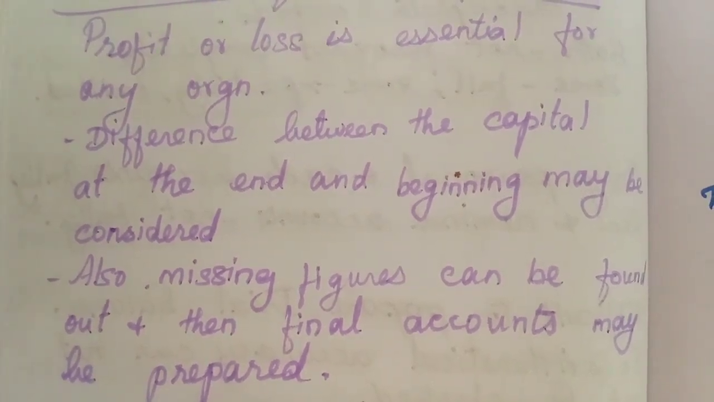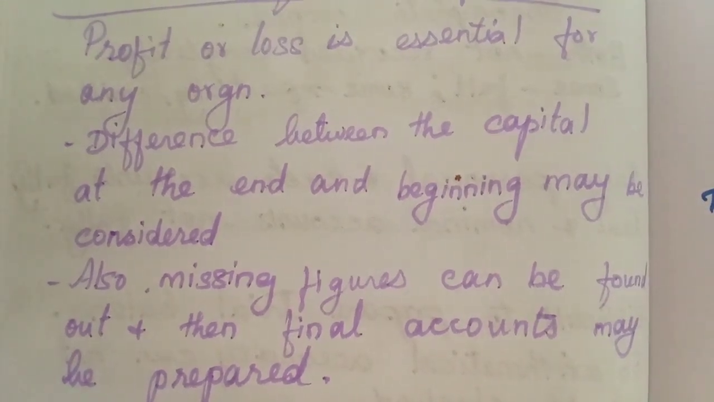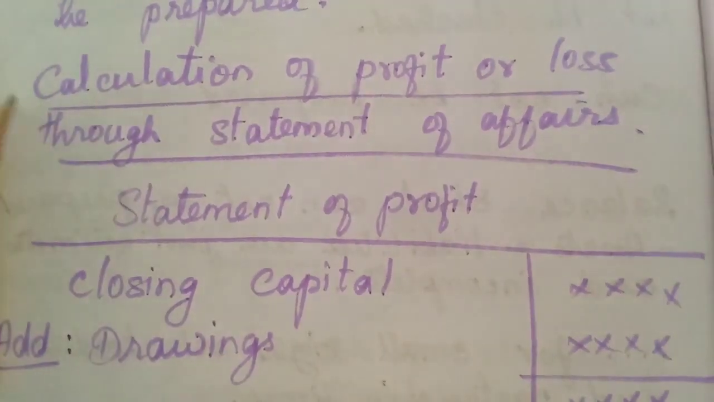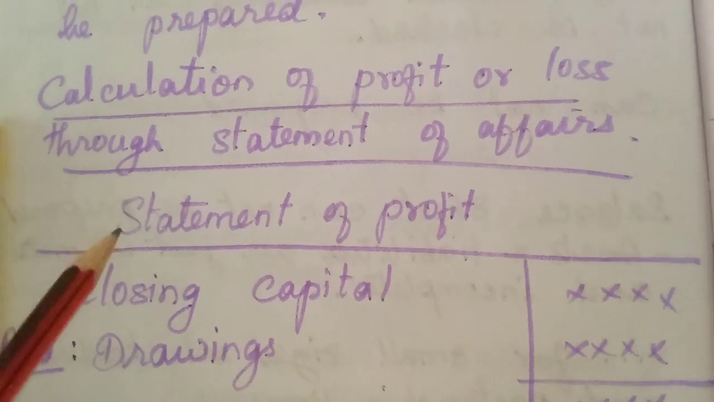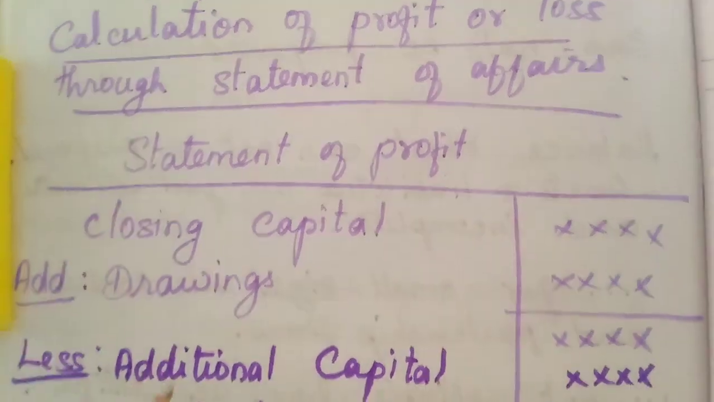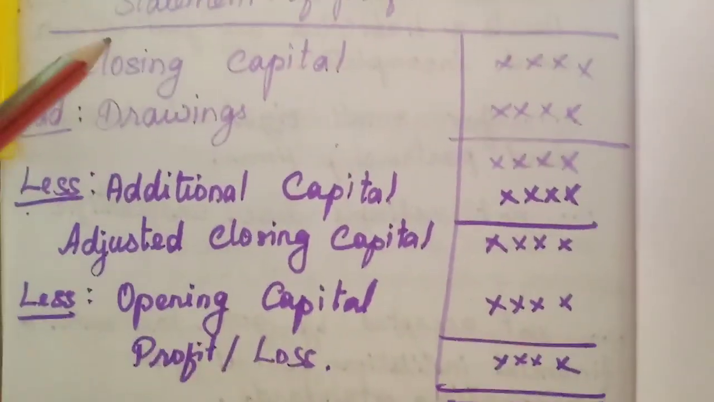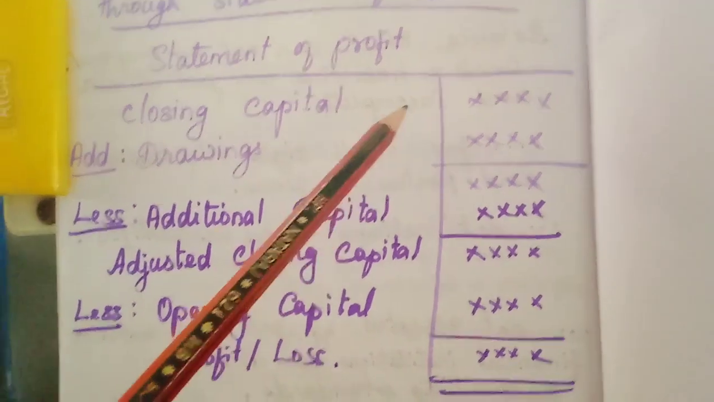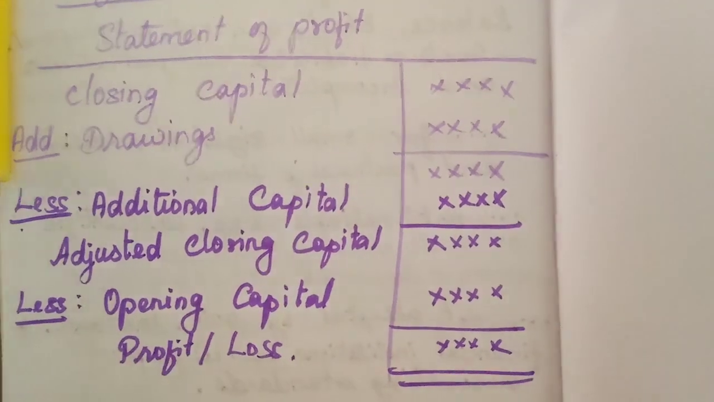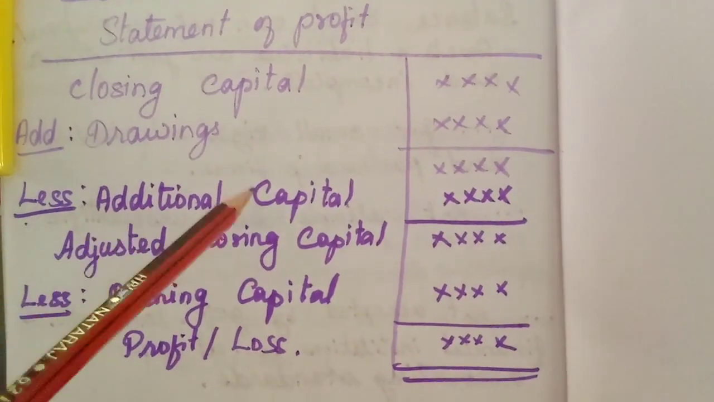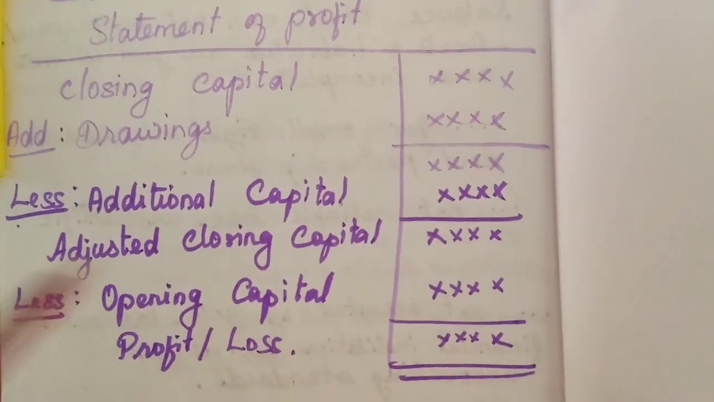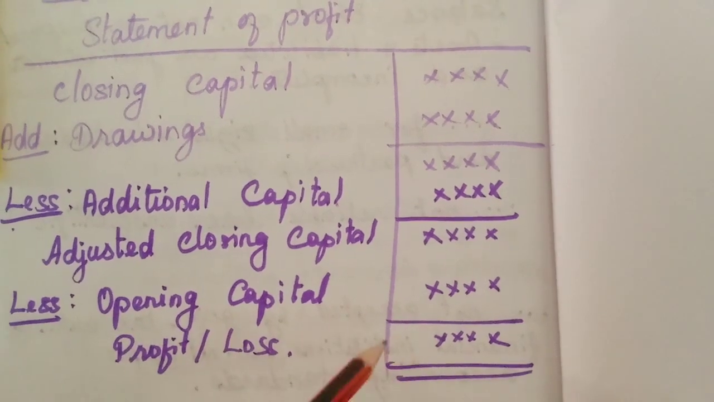We have to prepare a statement just to calculate the profit or loss of his business. Students, this is the statement of profit. You have to write a statement of profit with one particulars column and one amount column. We have to start with the closing capital. Then we have to add the drawings. Then we have to deduct the additional capital. We will get the adjusted closing capital. Then if we deduct the opening capital, we will get the profit.